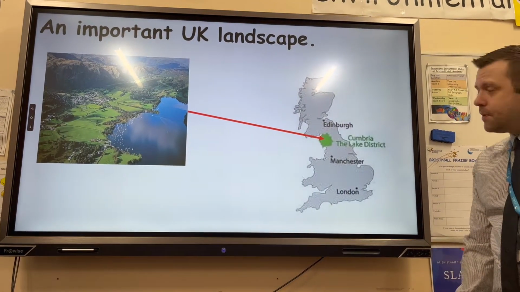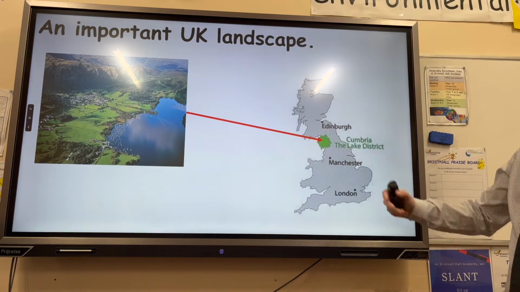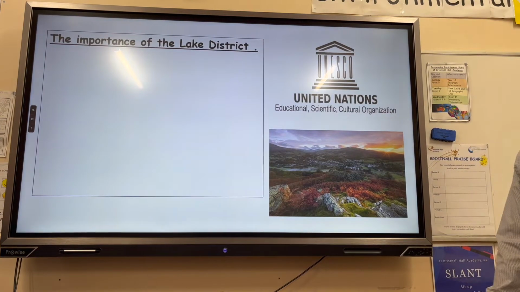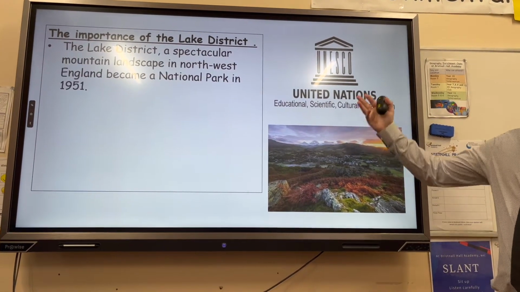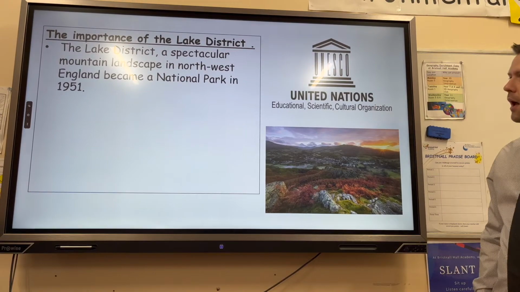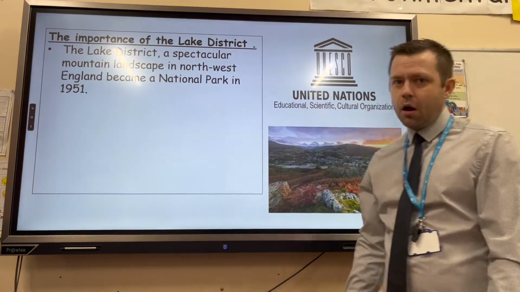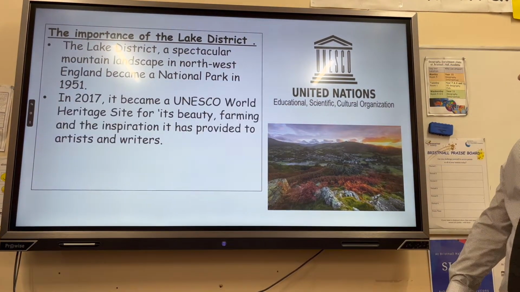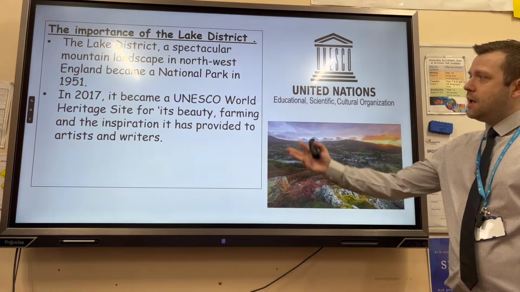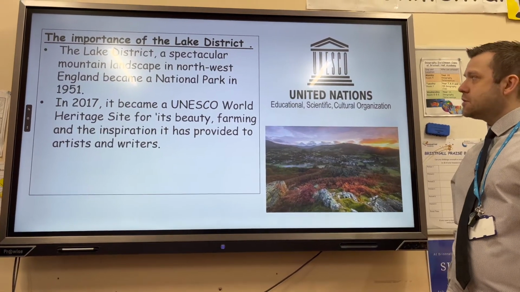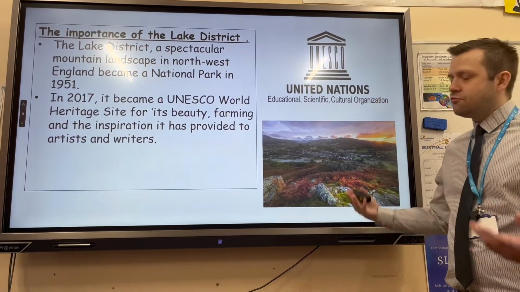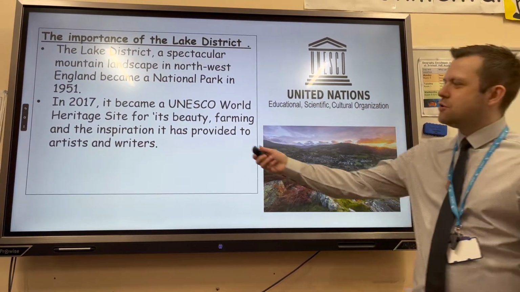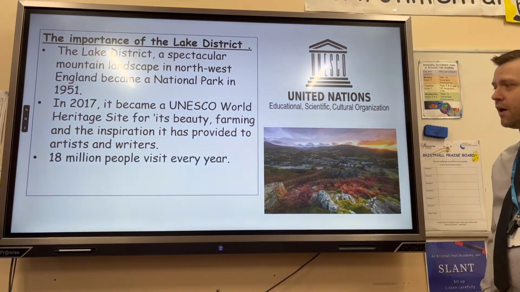An important landscape in the UK that we're going to learn about is called the Lake District, and it's situated in Cumbria. Some interesting facts about the Lake District are that it's a spectacular mountain landscape in northern England, and it became a national park in 1951, which means it's very difficult to ever build anything on there because it's so beautiful. In 2017, it became a UNESCO World Heritage Site, and that is a site that is recognised globally for education, science, culture, and it's been inspiration to artists and writers many years over.